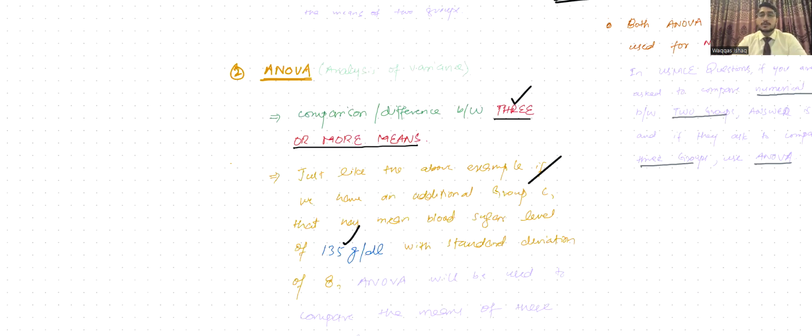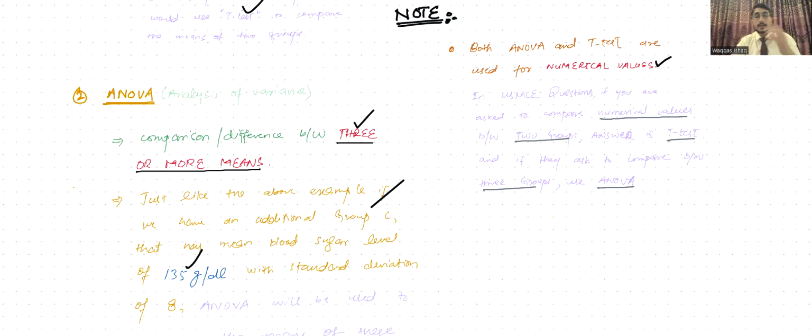So the simple note is that ANOVA and t-test are used for numerical values. You will have a digit number to look for in the actual exam. When you have different digit numbers and they ask you to compare these, then you can use t-test or ANOVA. If there are two groups, then you use t-test, and if there are three groups, then you use ANOVA. So that's pretty much the simple points that you need to have in your mind, and these questions are going to be very simple. Now coming on to chi-square.